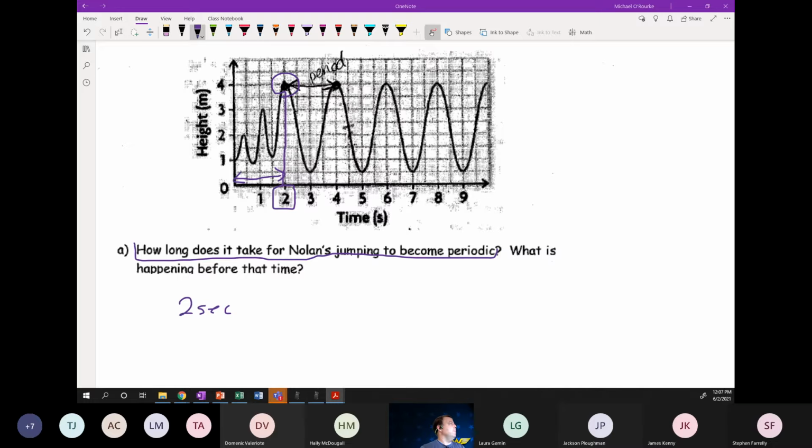What's happening in those first 2 seconds, the length increased, but if you just think about it, he's just bouncing to get started. He's just getting started in a small bounce, littler bounce, bigger bounce, right? He's just bouncing to get up to speed.